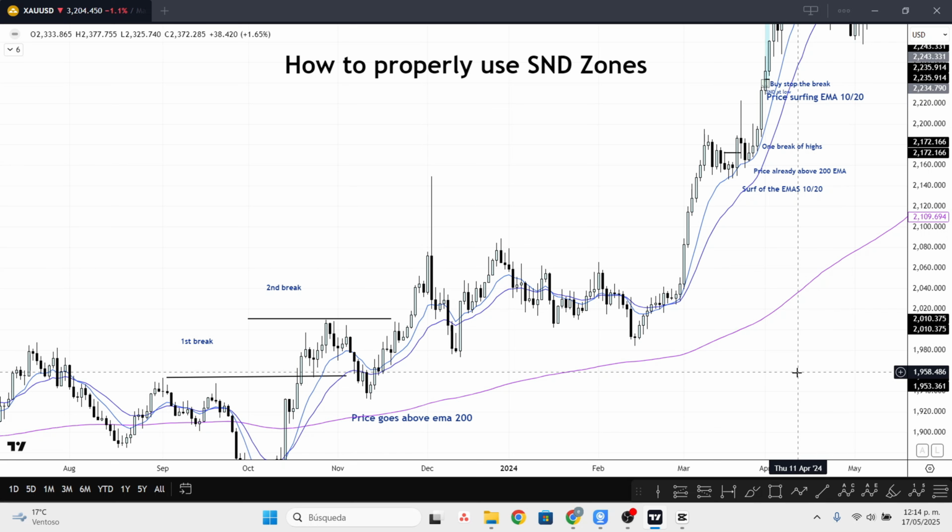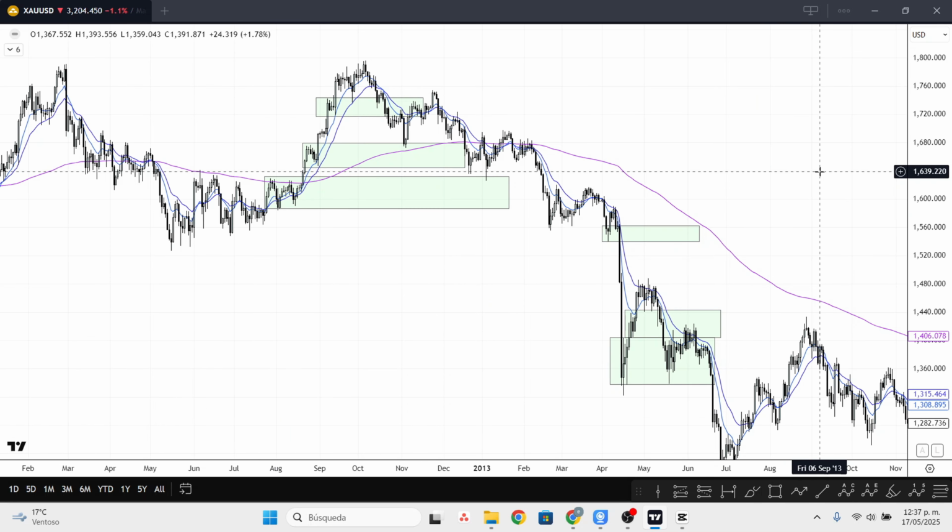Today I'm gonna teach you how to use supply and demand zones, or SNDs, properly. The first thing we need to do to use supply and demand zones correctly is to be on the right side of the market. A lot of people think that supply and demand zones are so powerful that they just work by themselves. And I'm here to tell you that no concept works by itself.